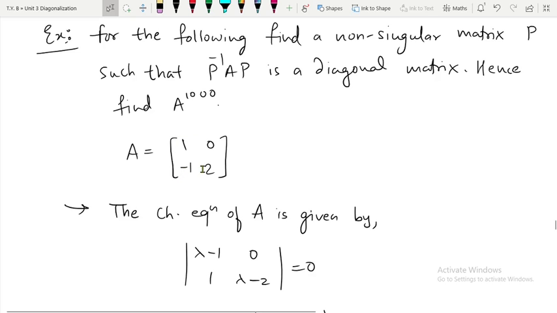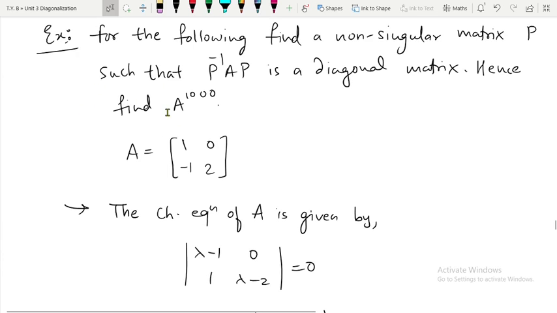Since it is an upper triangular matrix, the eigenvalues are the diagonal elements. Remember, the eigenvalues of an upper triangular matrix, lower triangular matrix, or a diagonal matrix are the diagonal elements only. And since the eigenvalues are distinct, it is going to be diagonalizable. Therefore, we have to find that matrix P such that P inverse AP is the diagonal matrix, and this is the interesting part where we have to find A raised to 1000.